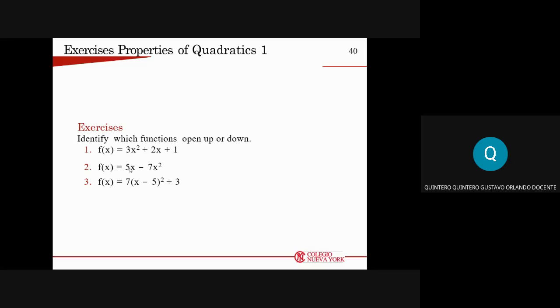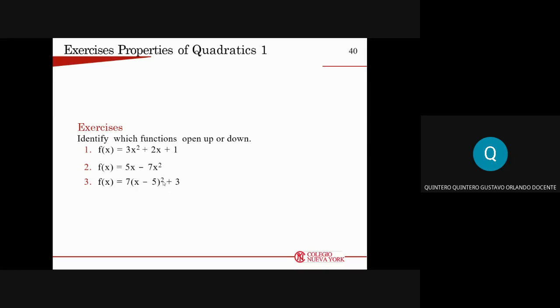All right. And let's finish with the last one, number 3. Does this one open up or down? All right, a lot of people answering, 30 people now. I think that's enough. Thank you, guys. So yes, for all of you who answered, this one is positive.